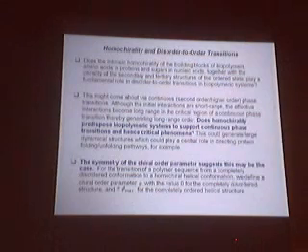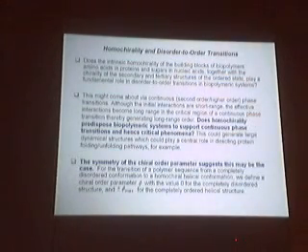Yes. Well, finally, the last couple of slides. A bit of speculation here. Homochirality and disorder to order transition. So this is a little bit of statistical physics, critical phenomena. I'm a complete amateur in this area. This is just sort of almost thinking aloud.